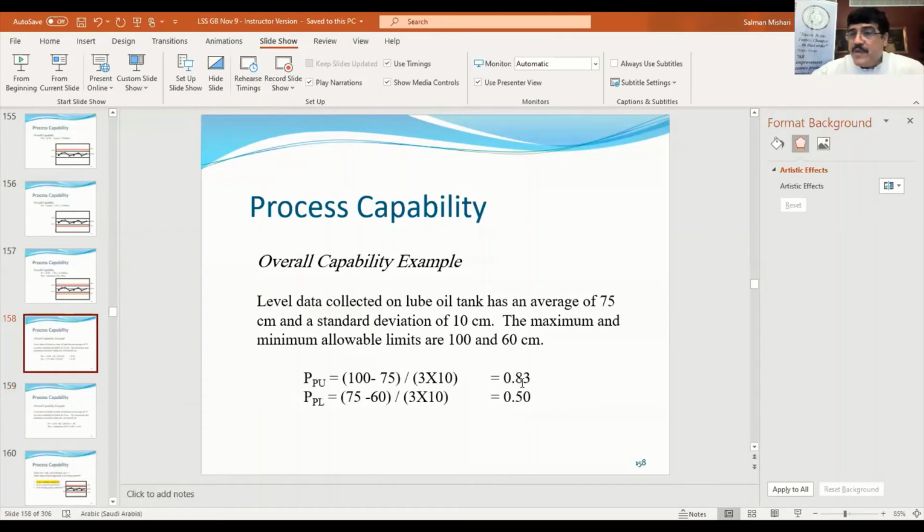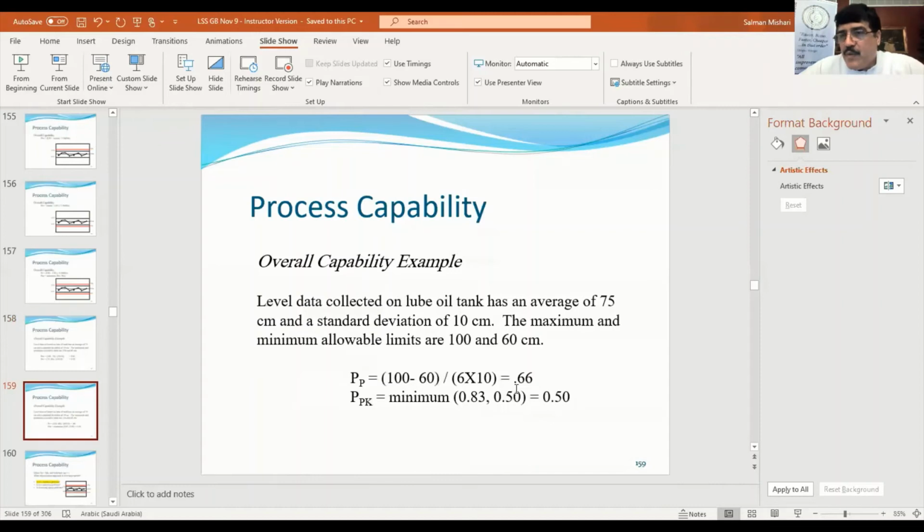And the PPK is actually the minimum of these two. You just be more conservative, and I say, well, I don't think my performance is good, so I'm going to take the lowest of the two. Just being conservative. So that's what PPK is. So that's basically how you calculate process capability.